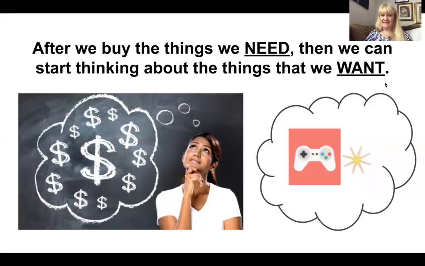After we buy the things that we need, then we can start thinking about the things that we want. So after we've bought all the things that we really have to have, if we still have money, then we can start thinking about games, fancy clothes, some of those other things like popsicles, Popeyes, those other things that we might want, but that are not needs, the fun things.